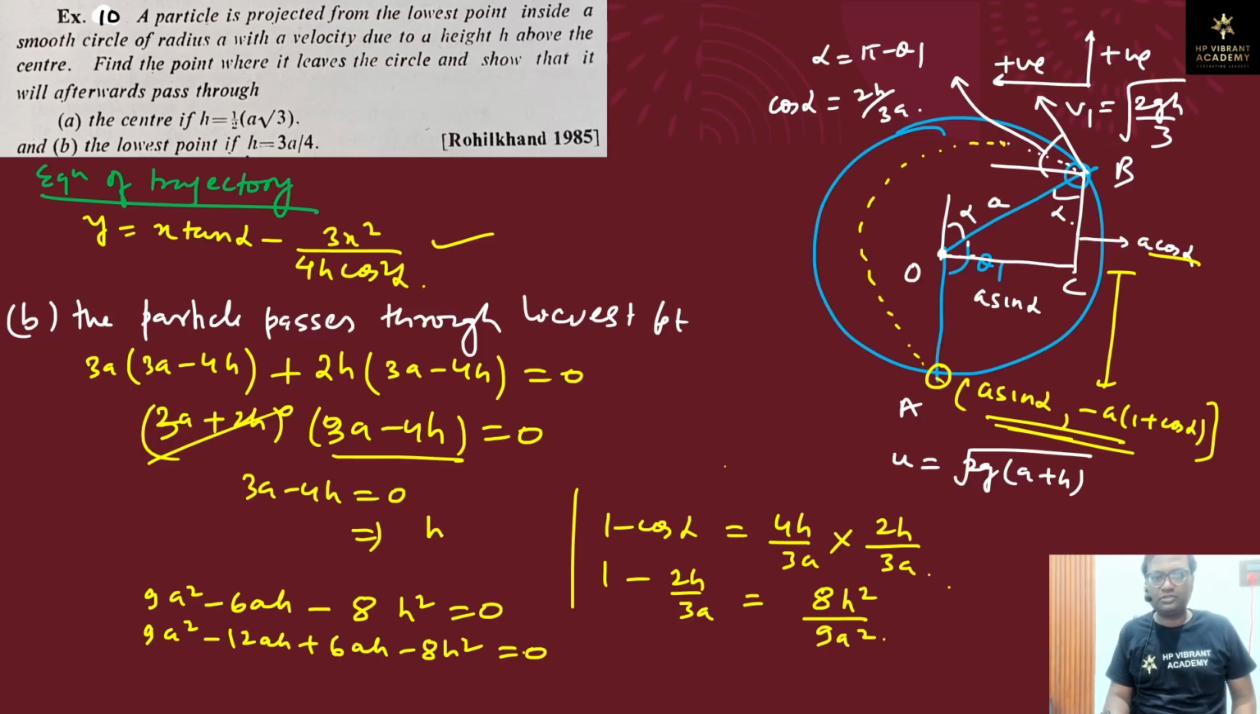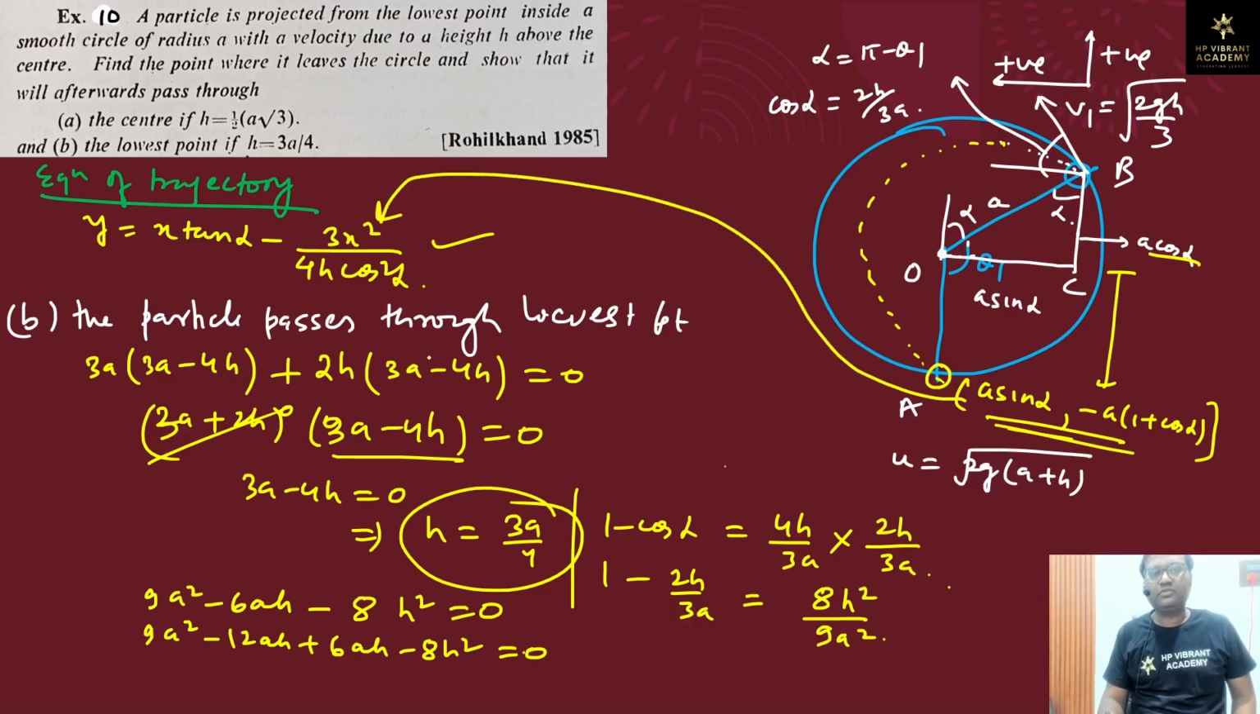This means h is equal to 3a upon 4. So if h is equal to 3a upon 4, then this projectile will pass through the bottommost point, that is the lowest point, because this coordinate a sin alpha and minus a(1 plus cos alpha) is satisfying the equation of trajectory.